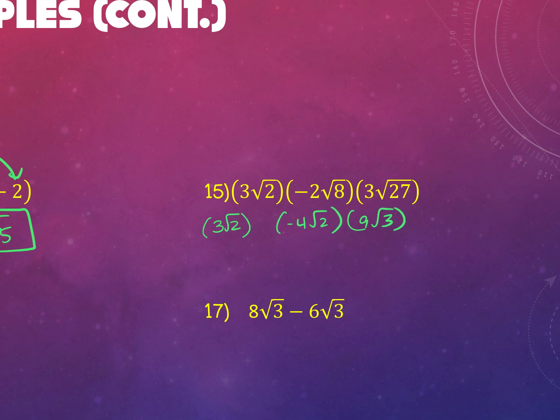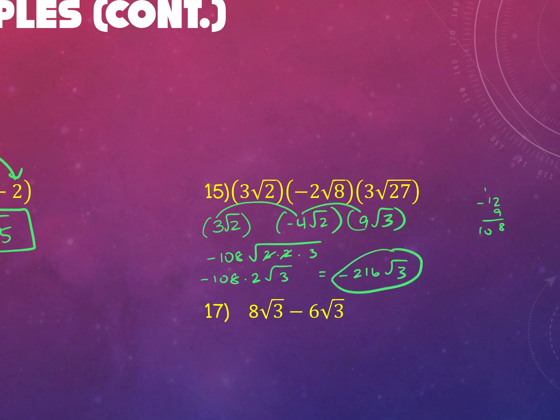So now let me go ahead and do my numbers. I'm going to do my outer numbers first. I've got 3 times negative 4, that's negative 12, and I've got negative 12 times 9. So I have negative 108, and then inside the radical, my roots are 2 times 2 times 3. And I know that the 2's are going to cancel and bring 1 out, and I'm going to be left with radical 3 inside. So I'm going to get negative 216 radical 3. And there's my answer.